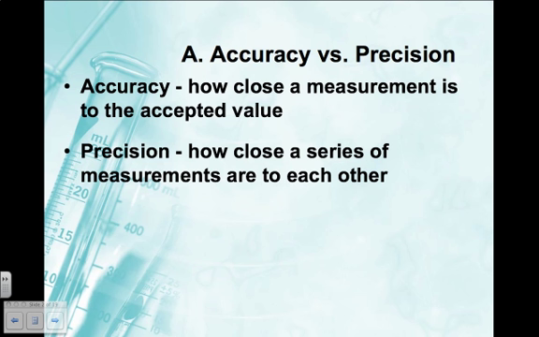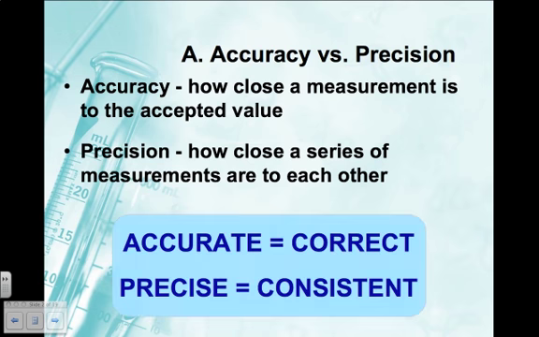Precision is how close a series of measurements are to each other. So if I take the same measurement 5 times, or if a group of students take the same measurement 5 times, how close are the measurements to each other? So basically, accurate is correct and precise is consistent. And precision also has to do with significant figures, which we're going to talk about.